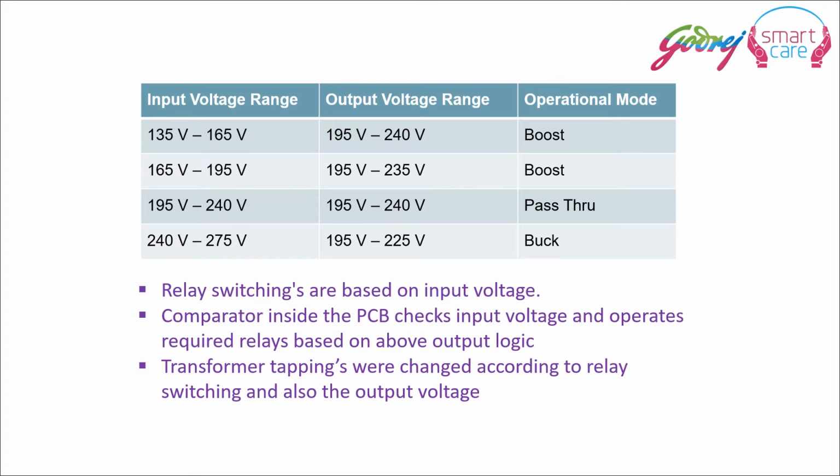When the input voltage is between 195 volts to 240 volts, this is the desired output voltage. So nothing is done in the stabilizer to either step up or step down the voltage, and it lets the voltage pass through without any correction or modification. So this is the pass through relay. Then the last scenario is when the input voltage increases to 275 volts, then we have to buck or step down the voltage to an acceptable value of 195 volts to 225 volts AC.